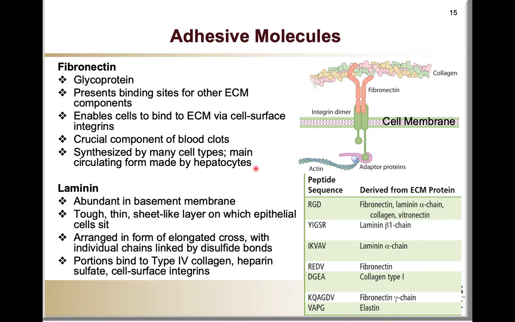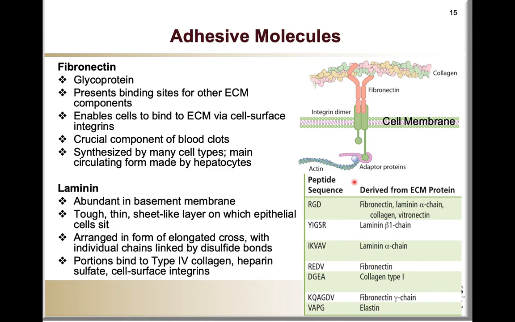Laminin, on the other hand, is abundant in the basement membrane. It is tough, thin, and sheet-like, and it is where the epithelial cells are attached. It is arranged in the form of an elongated cross with individual chains linked by disulfide bonds, and portions of it bind to type 4 collagen, to heparan sulfate, or to cell surface integrins to enable cell attachment.